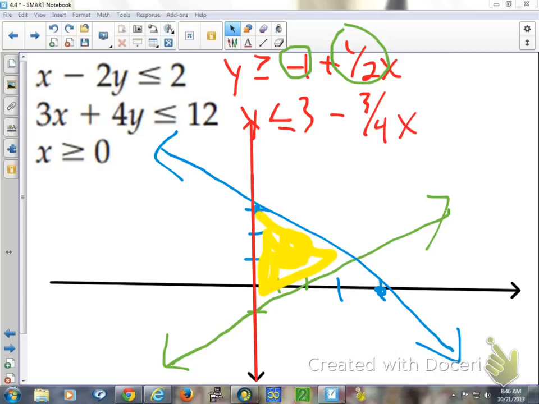Because we have to satisfy all three parts of the equation. Greater than the green line, below the blue line because y is less than, and because x is greater, to the right of the red line. Questions? If x is less than, would you just shade all the left side? Yes, if x was less than, it would be that entire portion over there.